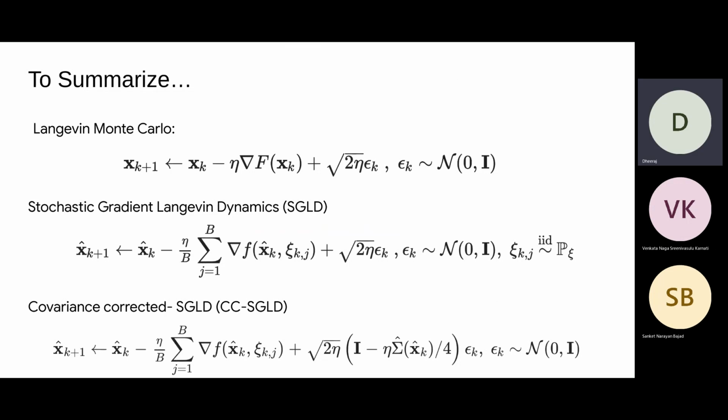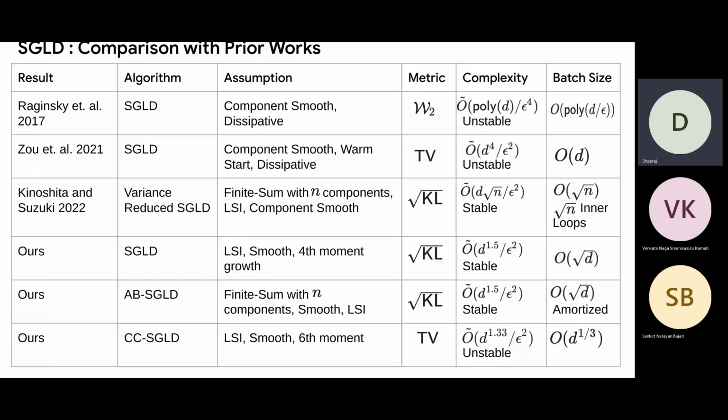So this is a very scary slide. There are a lot of things going on here. Let me break this down for you. So first, this is a comparison with prior works. Raginsky et al. were the first to analyze the SGLD algorithm. They had a lot of assumptions, like component-wise smoothness, that is each f_i of x is smooth, and then it is dissipative. Dissipative, I think, is a very harsh condition, in that if you start going far off, you will start coming back. It's kind of like strong convexity in certain directions, which is much stronger than the log-Sobolev inequality.